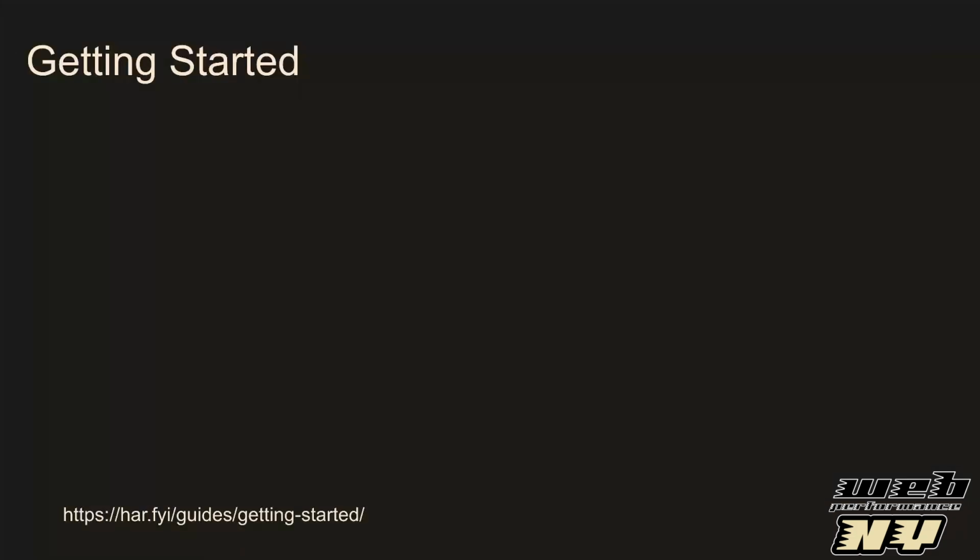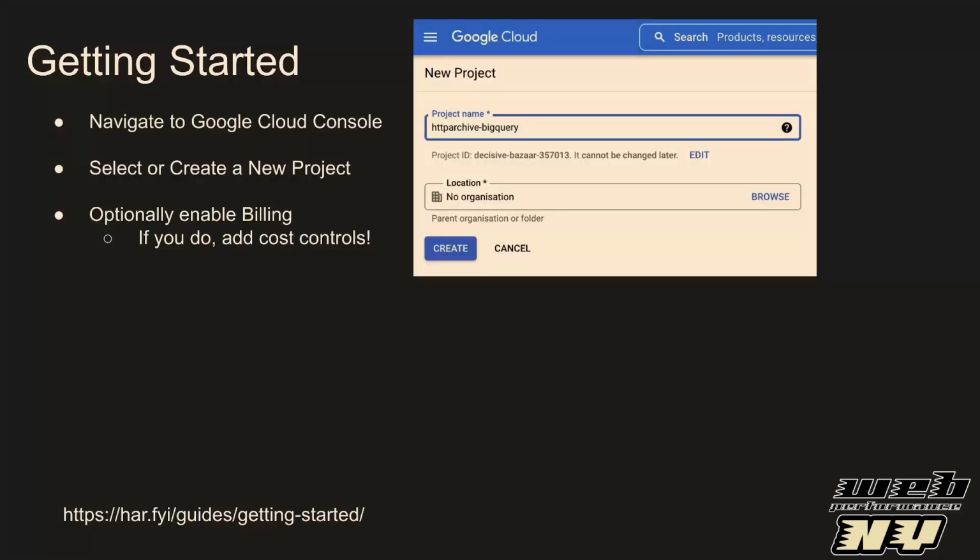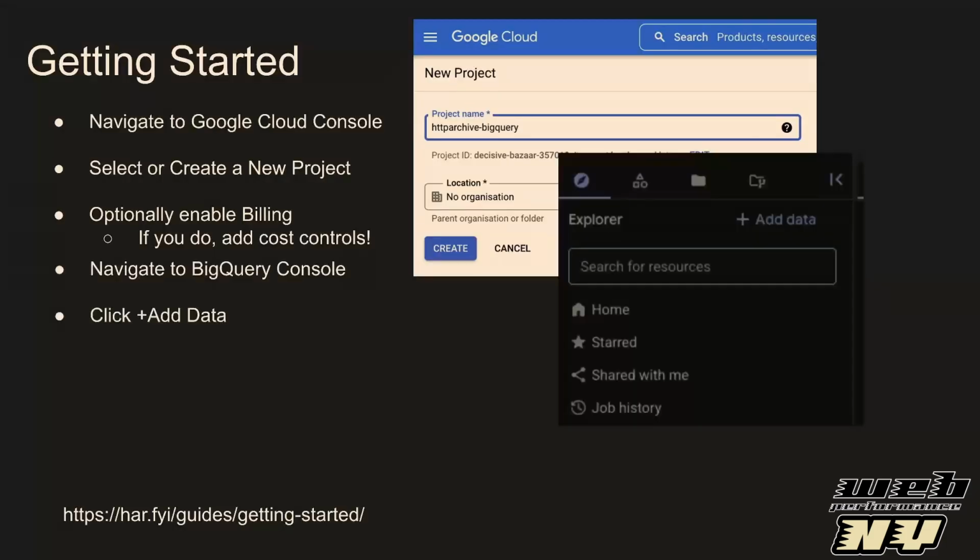So to get started, and there's a link to the Getting Started guide here as well, you need a Google Cloud account. You don't have to pay for a Google Cloud account if you want to get started with just an account without billing, but you need an account and you need to create a project. When you have a Google Cloud account and your project, you can navigate to the BigQuery console. BigQuery is a massively distributed database that allows you to run SQL across gigabytes or terabytes of data.